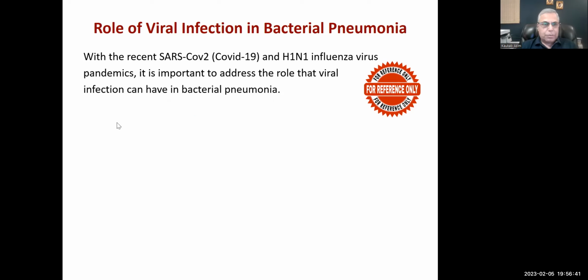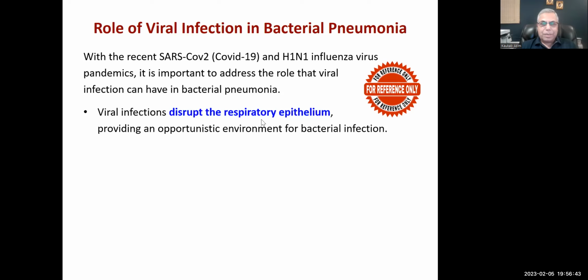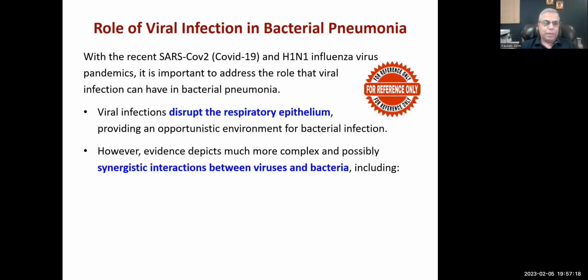Now, what's that role? Viral infection disrupts the respiratory epithelium, providing an opportunistic environment for bacterial infection. So the cilia will not work. There will be more accumulation of mucus that will facilitate the growth of bacteria, right? So there is impairment in the mucociliary escalator. Normally the sputum comes out, but here it will not. People do have cough with sputum, but a lot of sputum is accumulated inside the lungs as well.